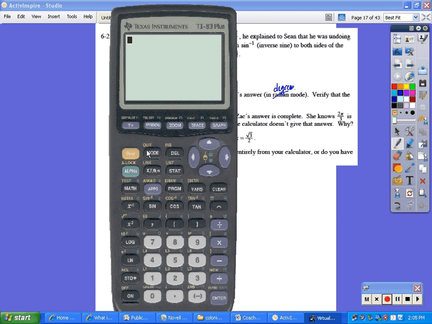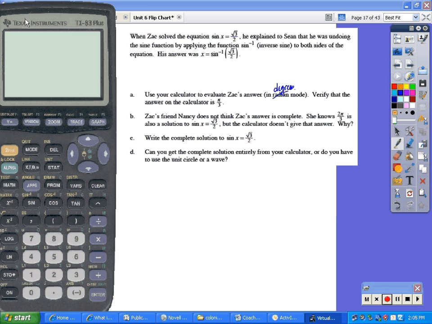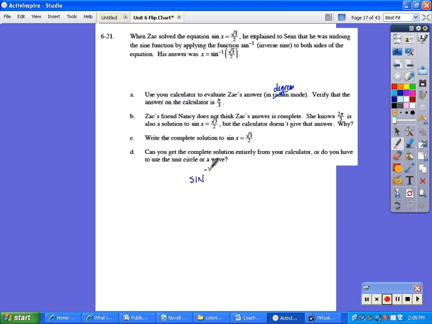Okay, and we're doing inverse sine of √3/2. Square root of 3, over 2, close parenthesis, enter, and we get 60 degrees. However, we should know that for that inverse of sine, sine is positive in more than one quadrant. So that 60 degrees is our quadrant 1 solution.